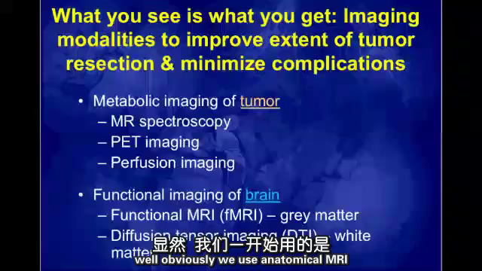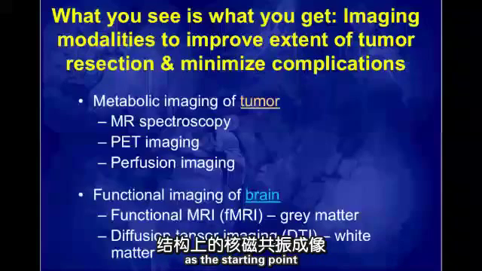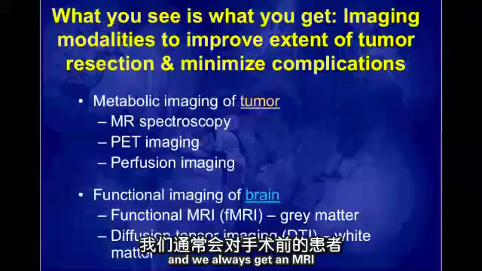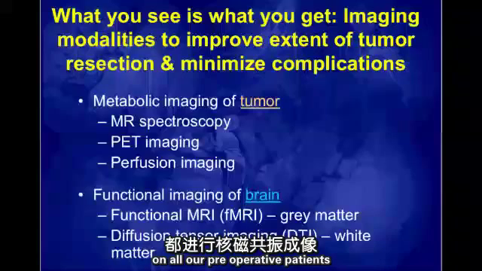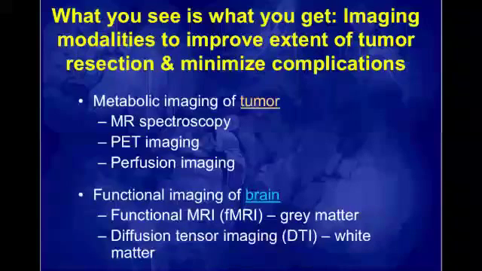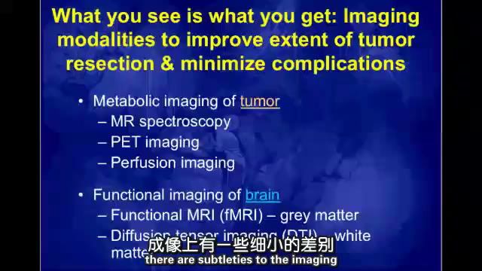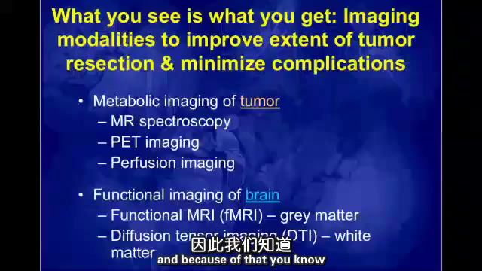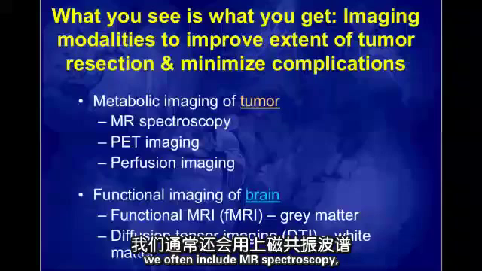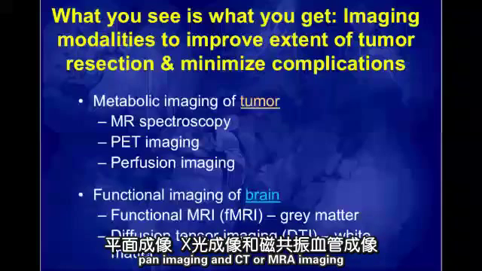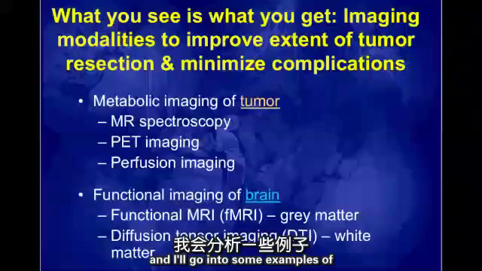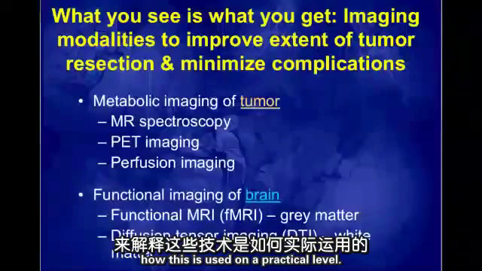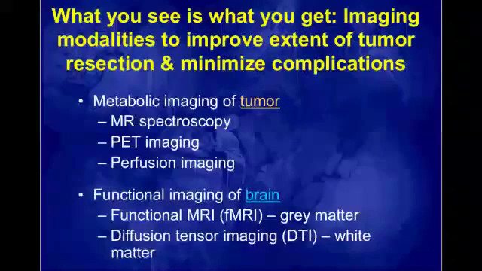Well, obviously we use anatomical MRI as the starting point, and we always get an MRI on all our preoperative patients. But beyond that, as you know, there are subtleties to the imaging that are not obvious on just a simple anatomical MRI. Because of that, we often include MR spectroscopy, PET imaging, and CT or MR perfusion imaging. And I'll go into some examples of how this is used on a practical level.